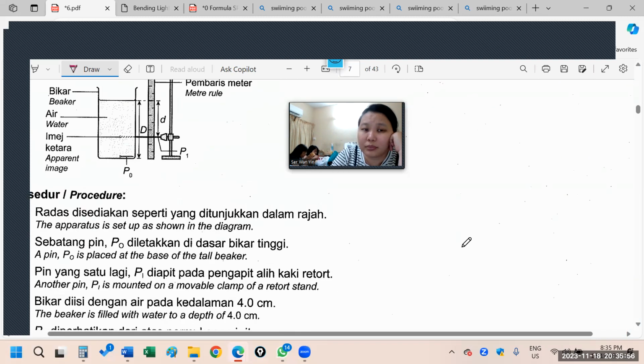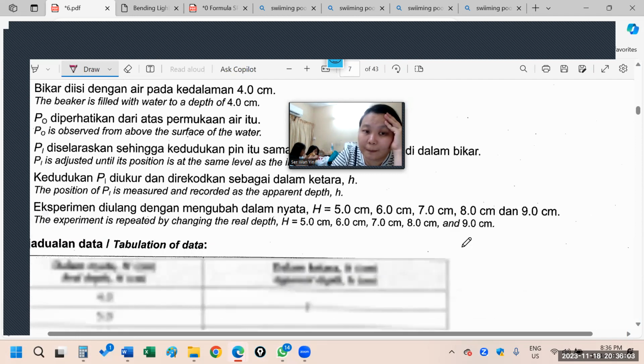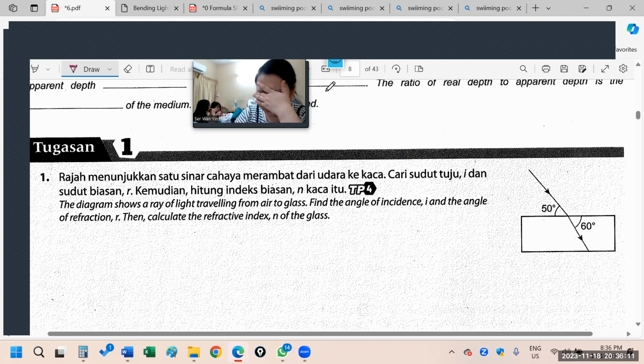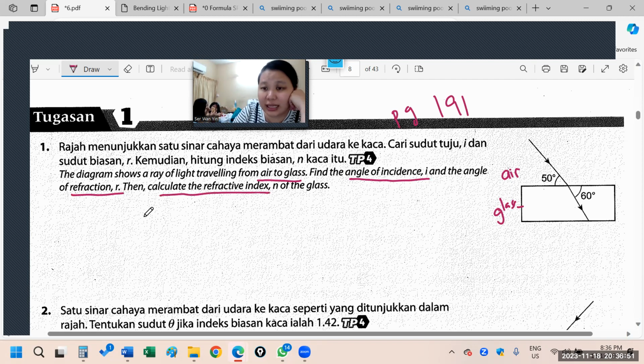Right, let's solve the problem. Actually, there's no time for you to do this experiment too. Okay, so now let's look at our Tugasan 1. Number 1. The diagram shows a ray of light traveling from air to the glass. So this is air and this is glass. Page 191. A ray of light travels from air to glass. Find the angle of incidence, the angle of refraction, then calculate the refractive index of the glass.